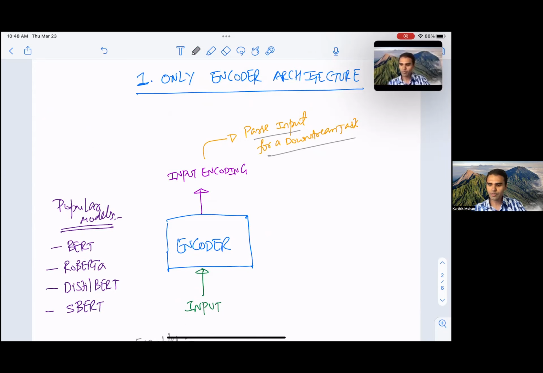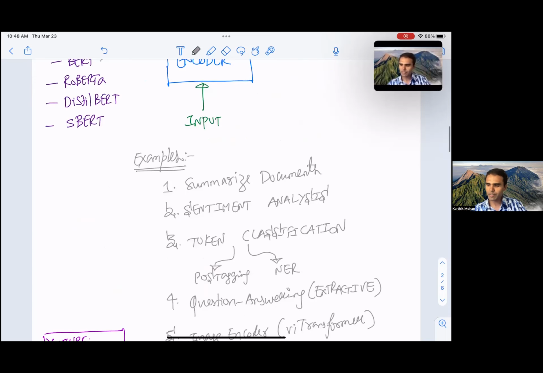So some of the popular models that are used for encoder only transformer architecture include BERT, which is a classical starting point for encoder architectures. And then you have variations of these, such as RoBERTa, a more highly optimized BERT, DistilBERT, a more compressed, easier to handle memory-wise model. And you also have SBERT, which is very good for encoding sentences and getting concise representations for sentences. So as we said, some of the applications are document summarization, sentiment analysis, token classification. You have different tokens and you want to classify them.